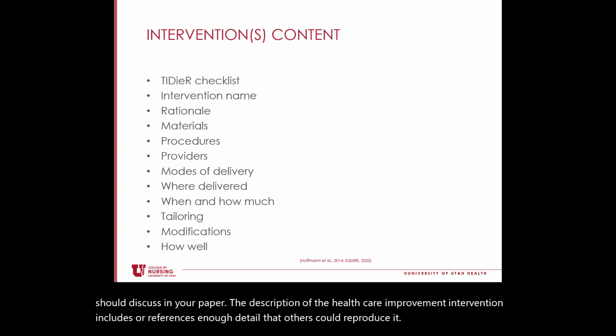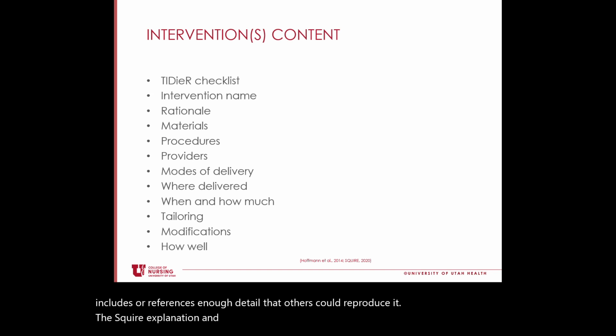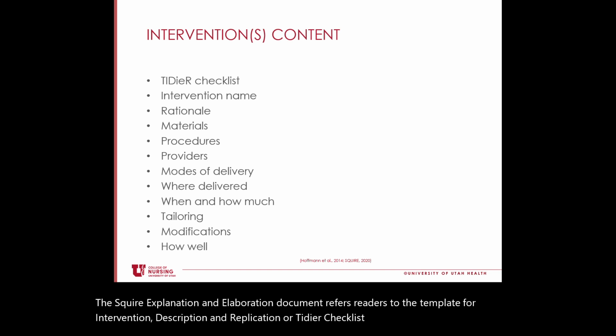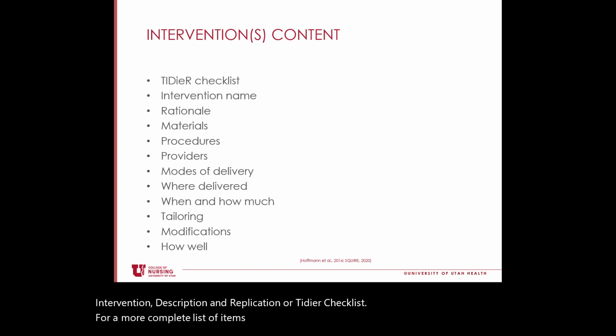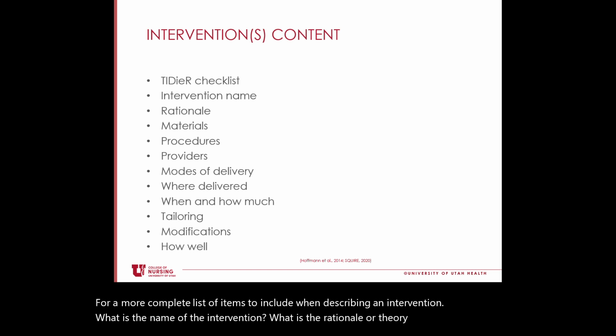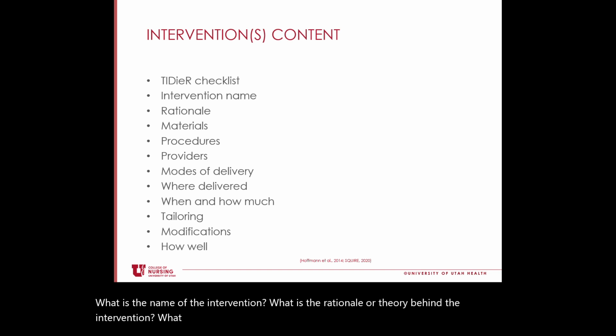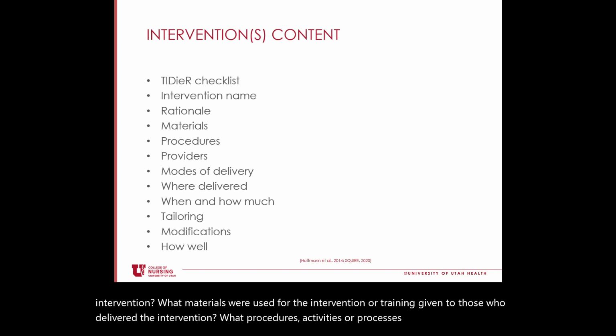The Squire explanation and elaboration document refers readers to the template for intervention description and replication, or TIDieR checklist, for a more complete list of items to include when describing an intervention. What is the name of the intervention? What is the rationale or theory behind the intervention? What materials were used for the intervention or training given to those who delivered the intervention? What procedures, activities, or processes were used in the intervention?